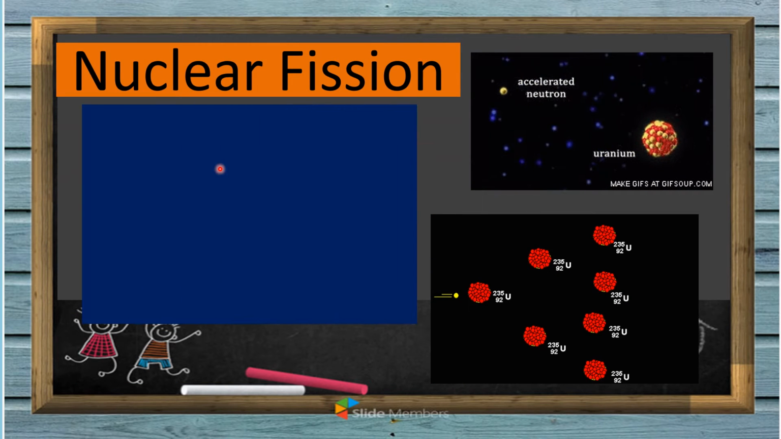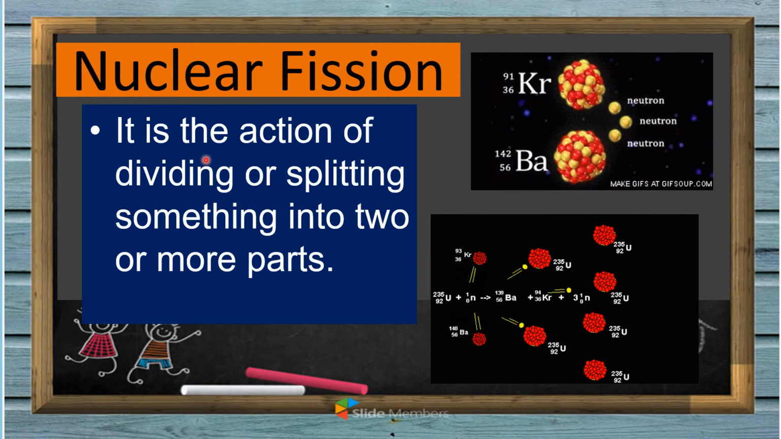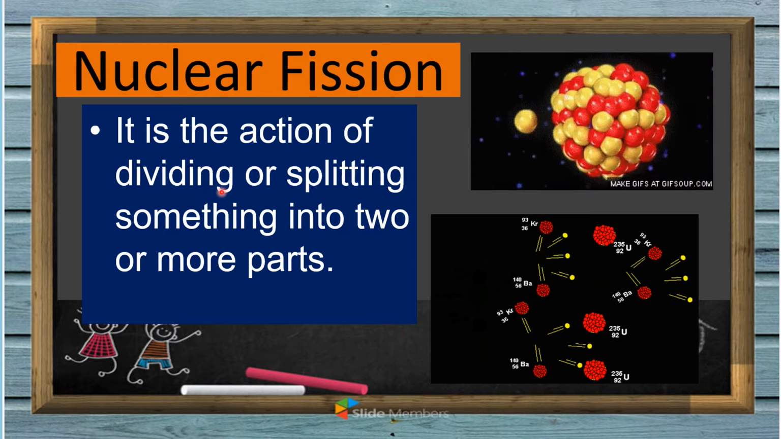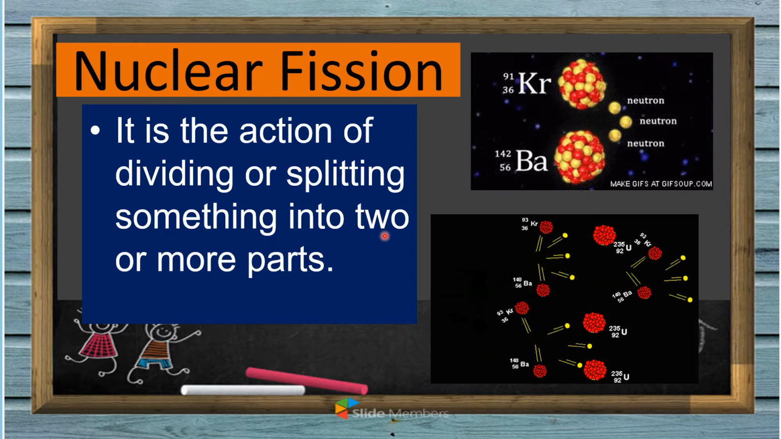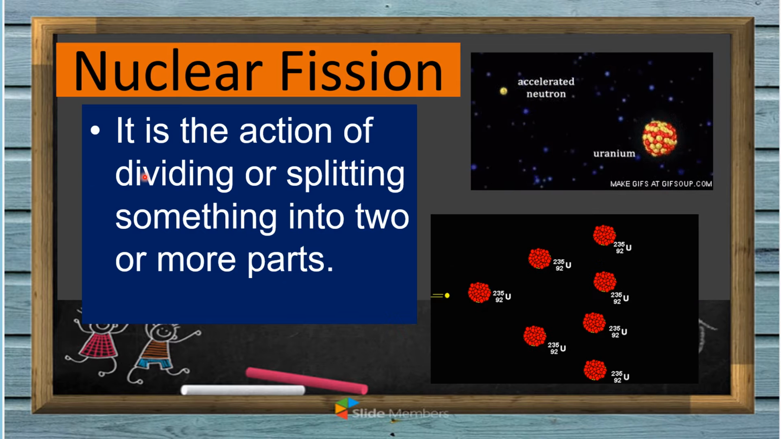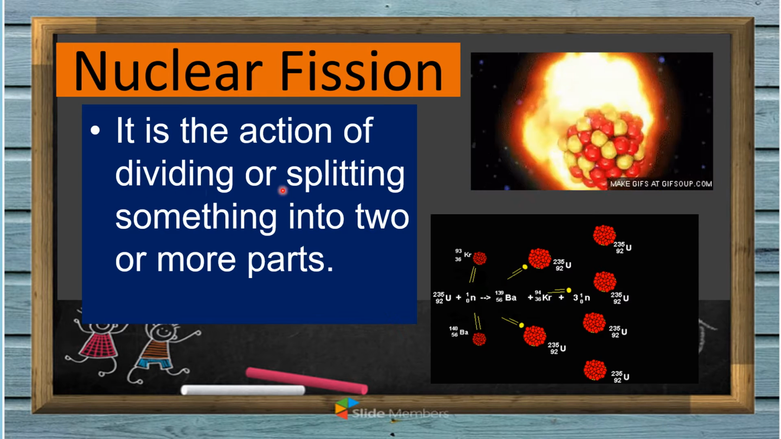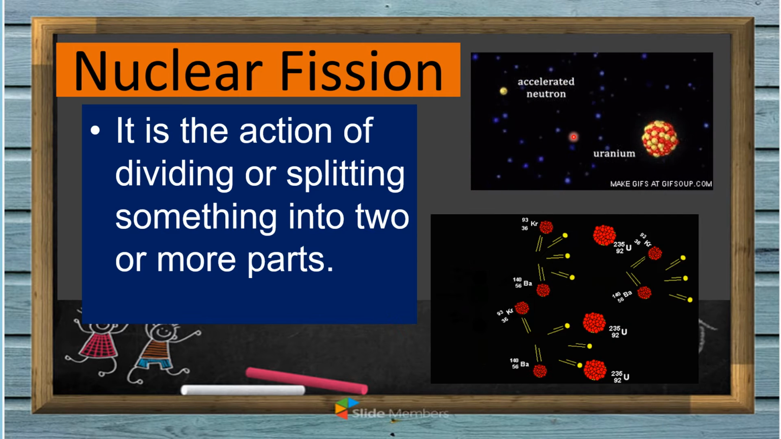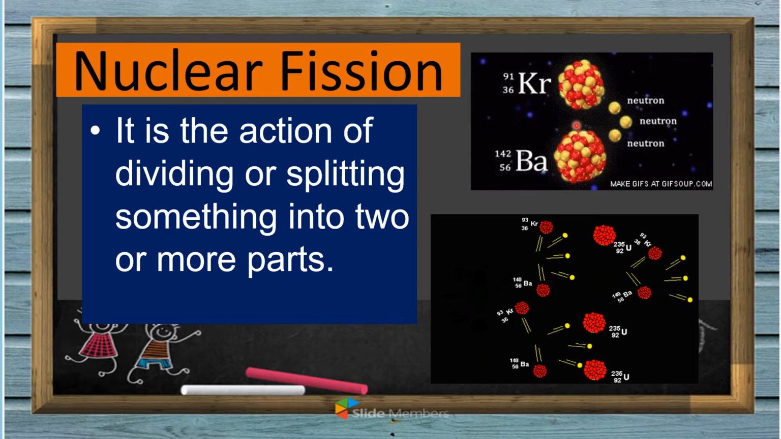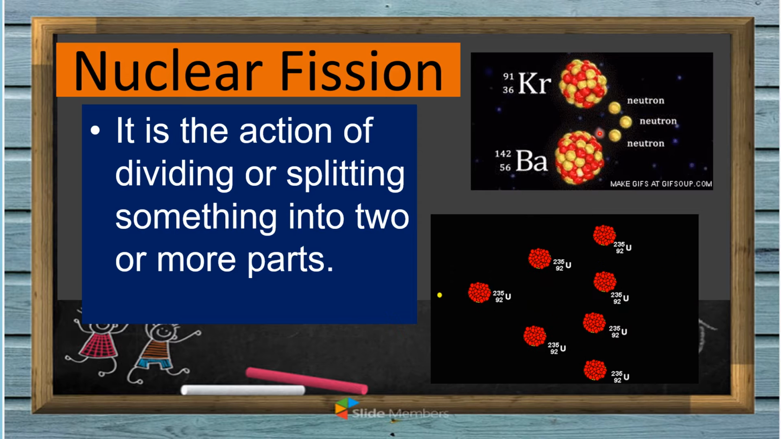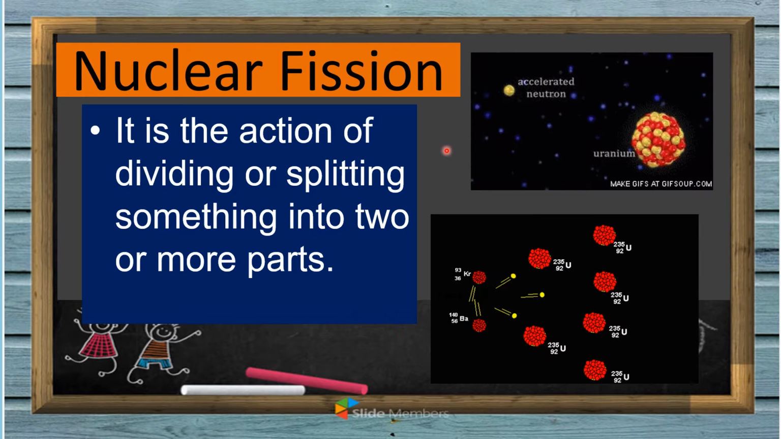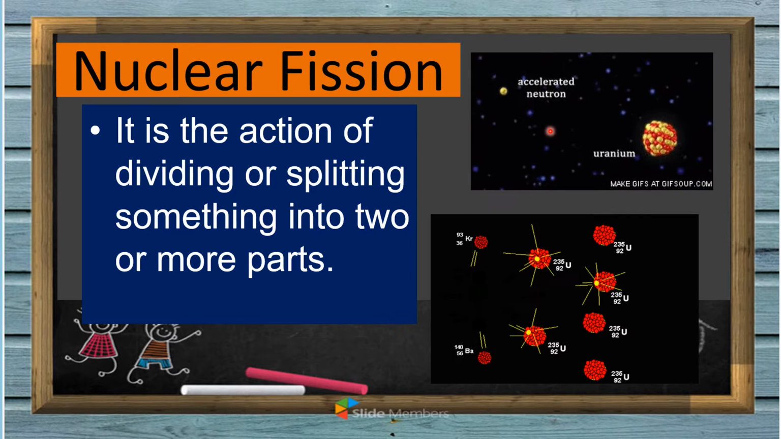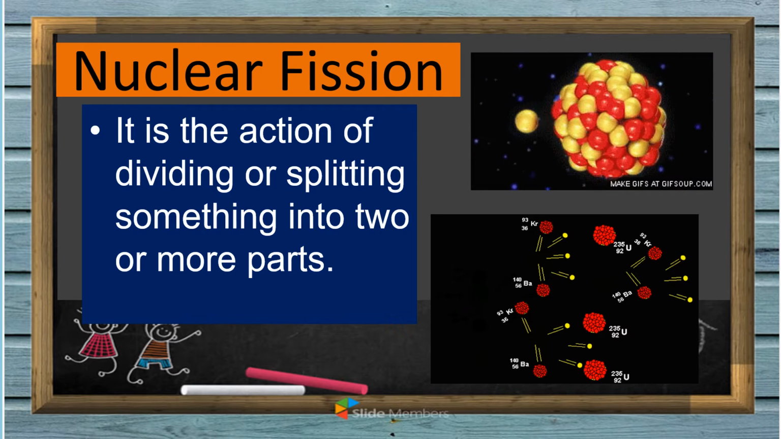So what is the difference between fission and fusion? When we say fission or nuclear fission, it is the action of dividing or splitting something into two or more parts. Again, take note the word dividing or splitting. So for example, in this given picture, as you can see here, we have the neutron. This neutron causes the uranium to split. Okay, again, split meaning to divide or to break into parts, either two or more parts.